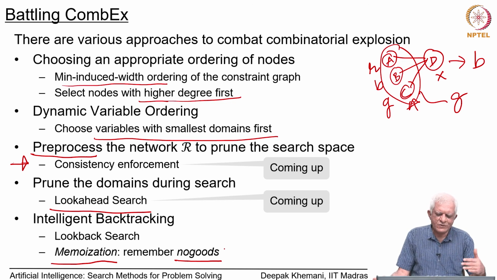So, essentially there are these 2 or 3 different ways in which people try to fight this combinatorial explosion. One is to choose an appropriate ordering of the nodes. The other is to pre-process the network to do consistency enforcement. The third is to do consistency enforcement while you are searching, and the fourth are called look back methods, which we will not have time to go into. So, the next thing that we will do is to look at consistency enforcement, and we will do that in the next session.